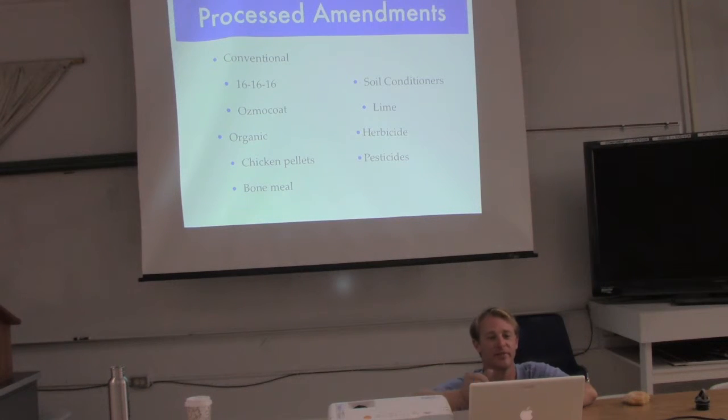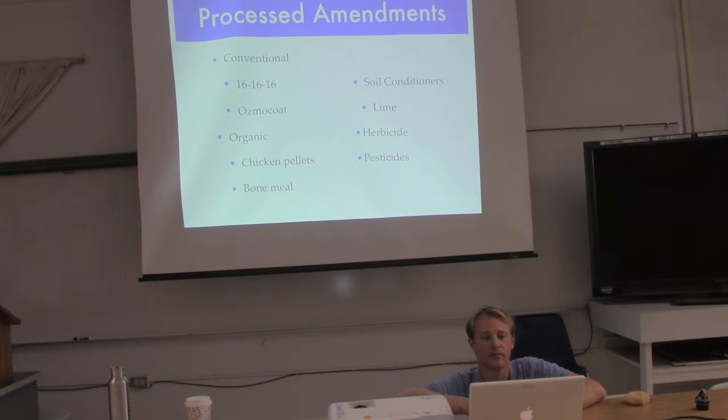Processed amendments. These are going to be conventional fertilizers and organic fertilizers. These conventional fertilizers would be like the 16-16-16, right? Something that has Osmocote. If you see Osmocote on the side, it's going to be definitely conventional. That is a slow release coating on the outside of the granular. Organic includes chicken pellets, bone meal.